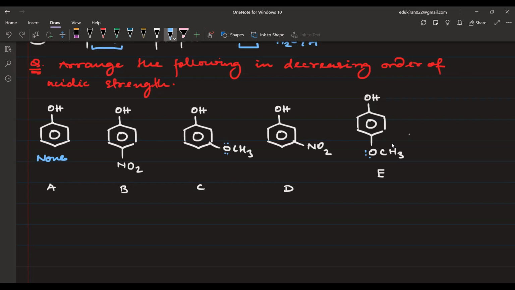Hanifa, what happened? You also please open up the chat right now and then just answer. What about the B structure? Nitro group. So it is electron donating or electron withdrawing?